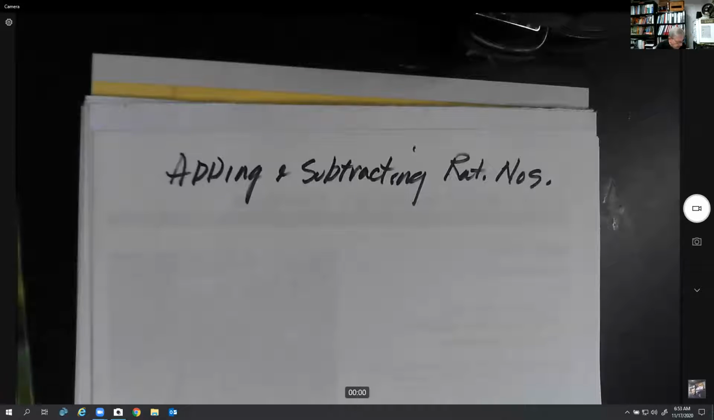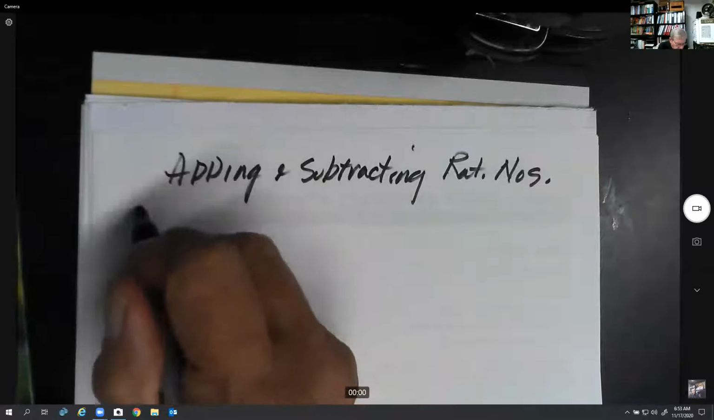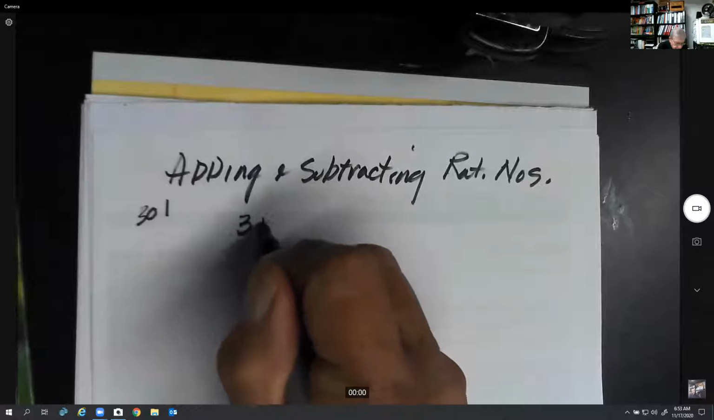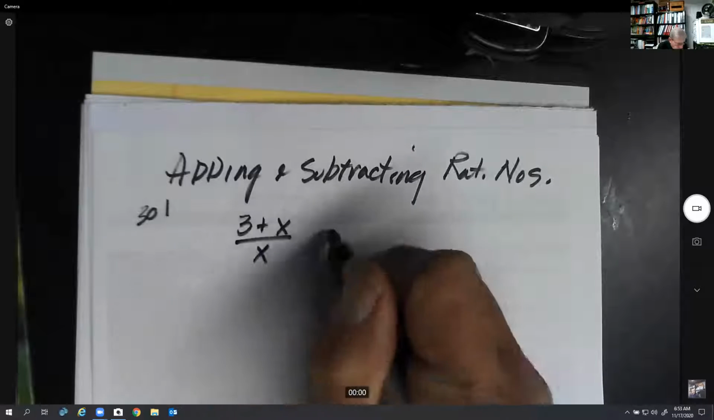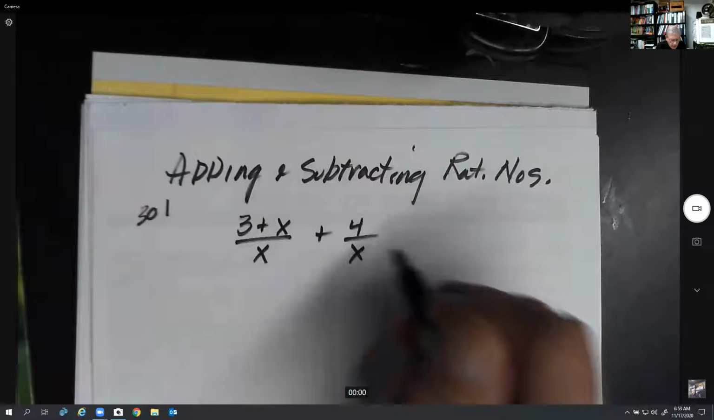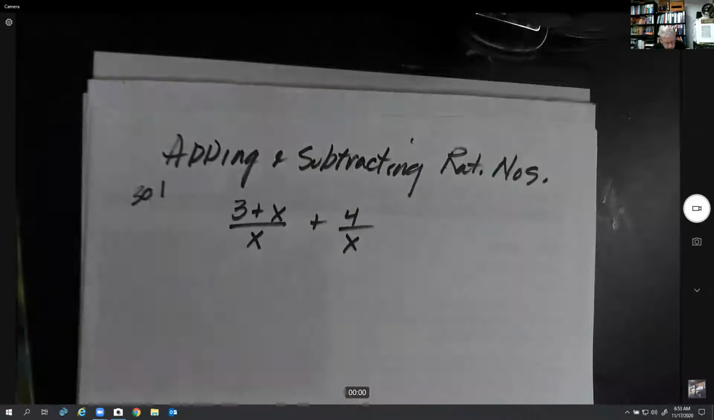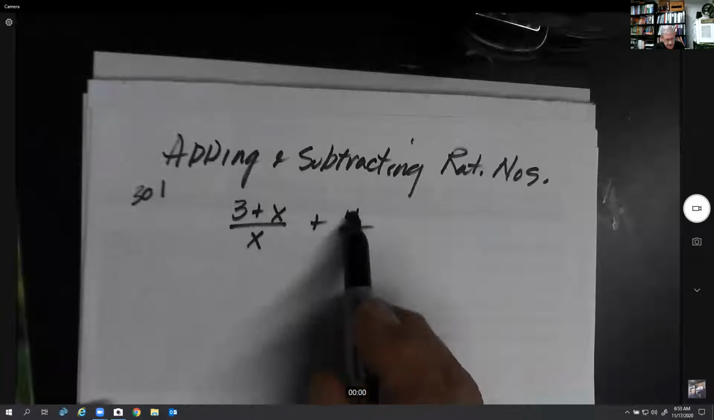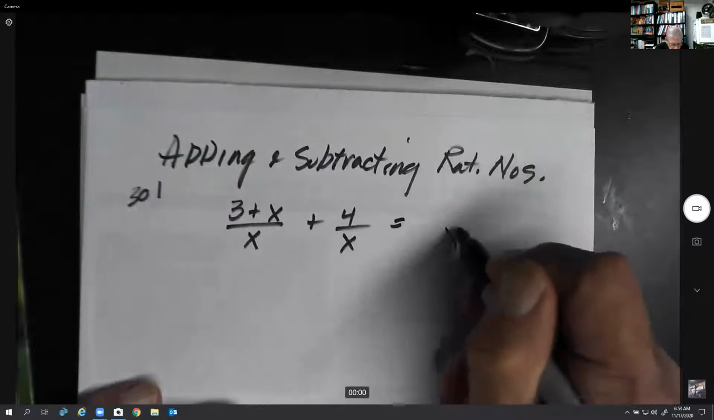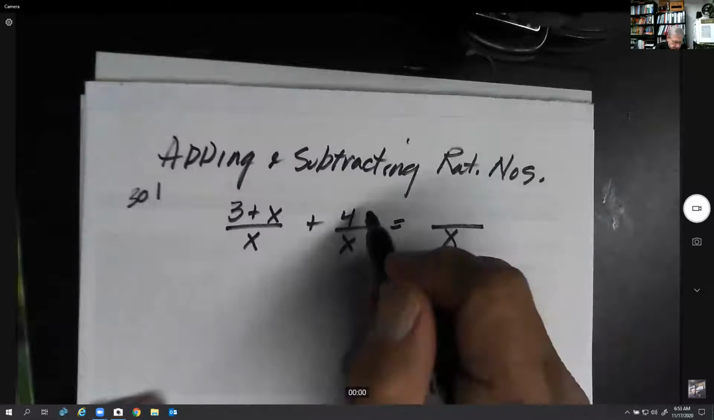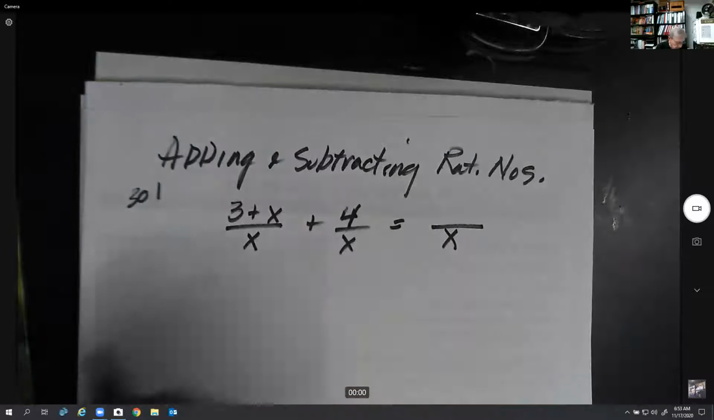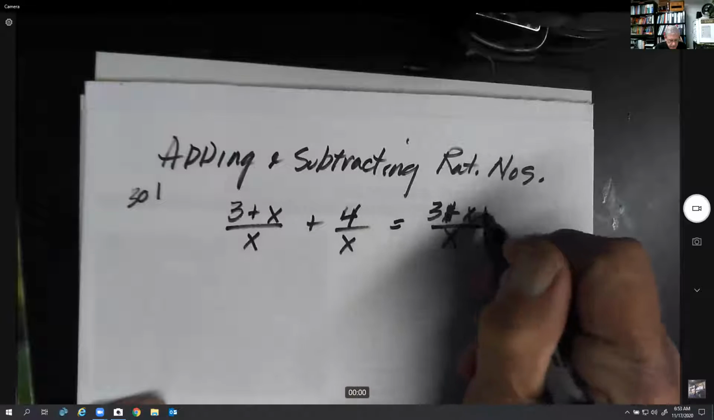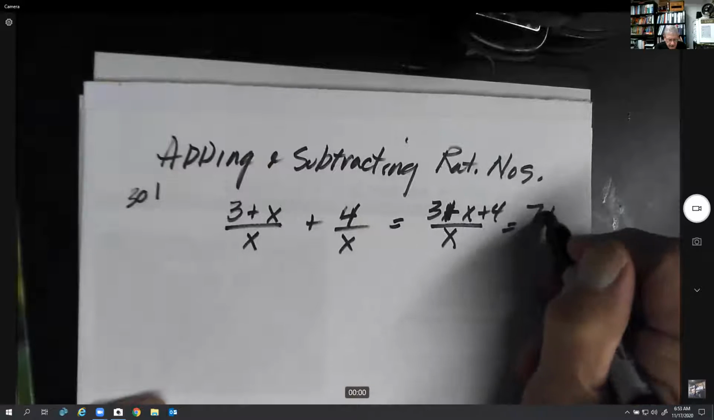Okay, the main thing you want to do, let's start right here on page 301, and let's look at example 6. Okay, when the denominators are the same, it's rather simple to do. All we got to do is just add the numerators and keep the common denominator. So this is just going to be 3 plus x plus 4, or 7 plus x over x.